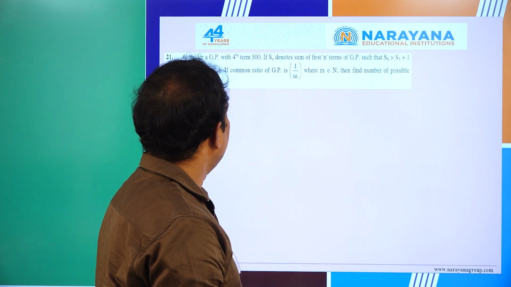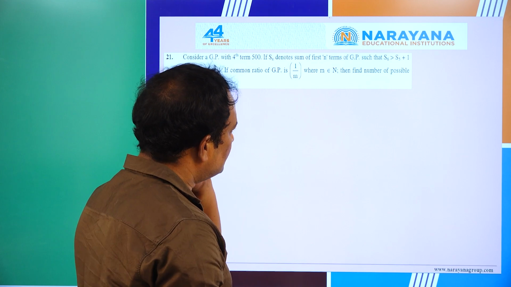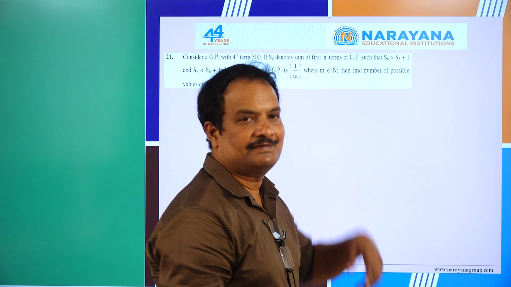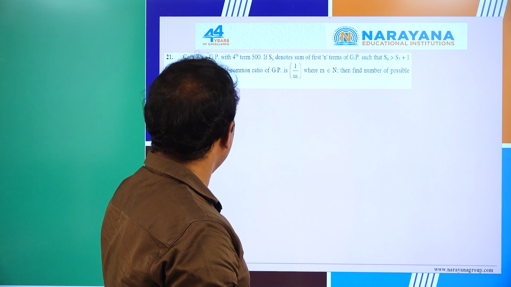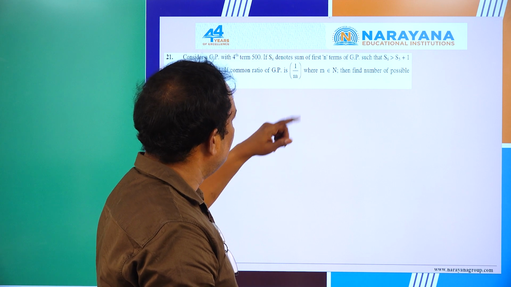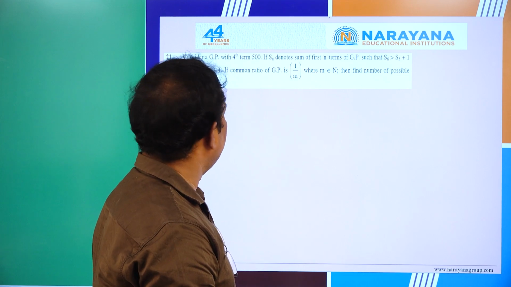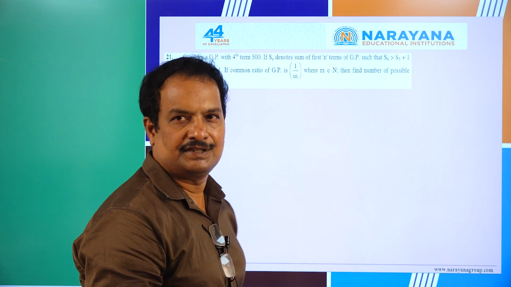Consider a GP with fourth term 500. Sn denotes the sum of the first 10 terms of the GP such that S6 is greater than S5 plus 1, and S7 is less than S6 plus 1. If the common ratio of the GP is 1 by m, where small m is a natural number, then find the number of possible values of m. Okay, that is the question now.